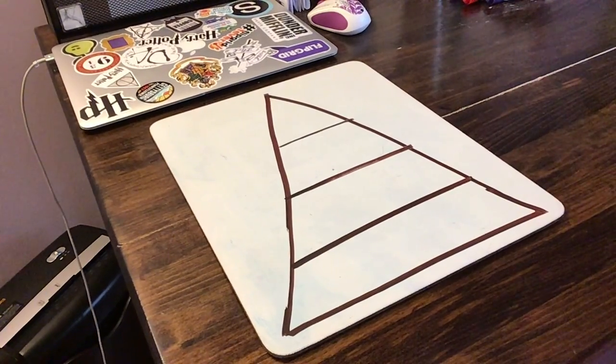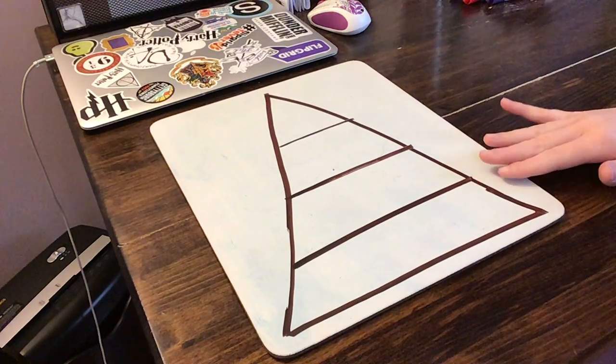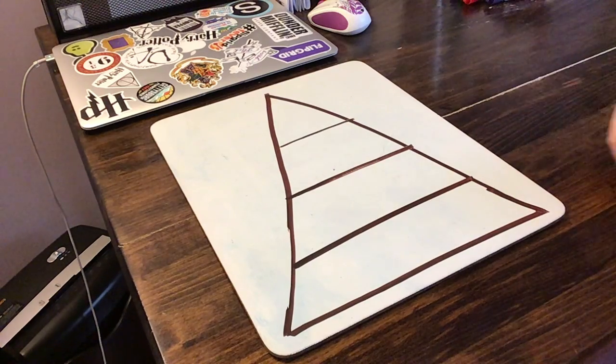Okay, so this video is going to be about energy pyramids. So basically an energy pyramid is just another way to show how energy moves through ecosystems from one organism to another organism. So we set up an energy pyramid just like this. It's literally a pyramid. That's why it's called an energy pyramid.